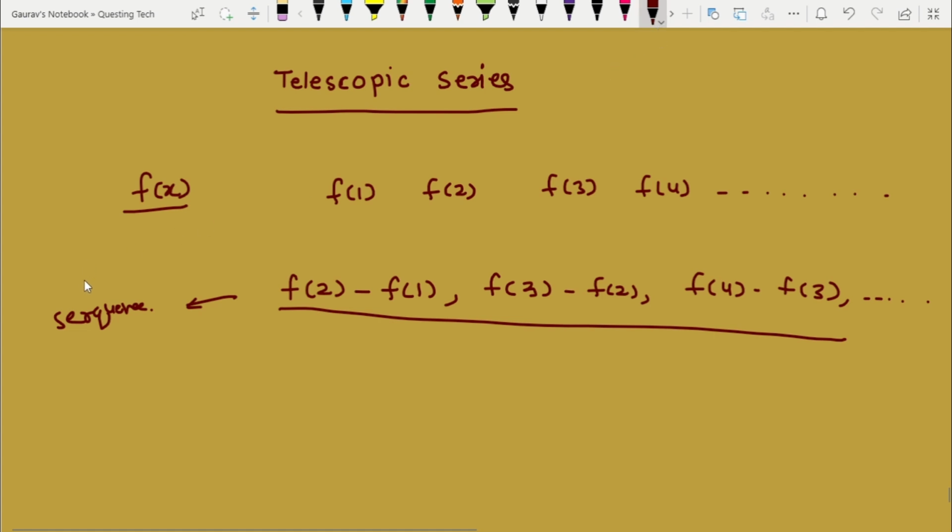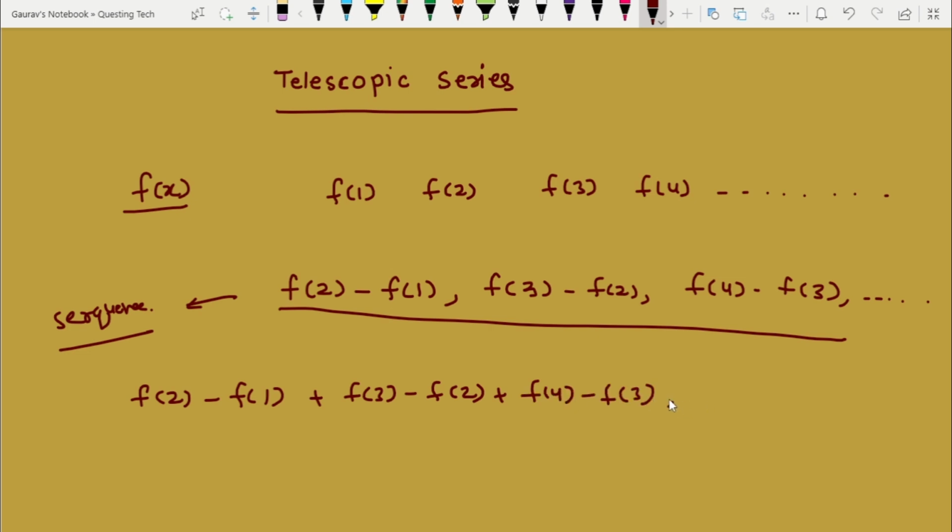Okay, like if you need to find the sum of this sequence, so what is it going to be? f of 2 minus f of 1 plus f of 3 minus f of 2 plus f of 4 minus f of 3. And if we compute the sum till n terms, we can say f of n plus 1 minus f of 1. Okay, this is the sum of n terms.